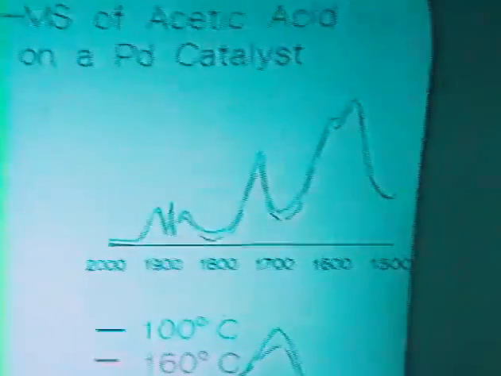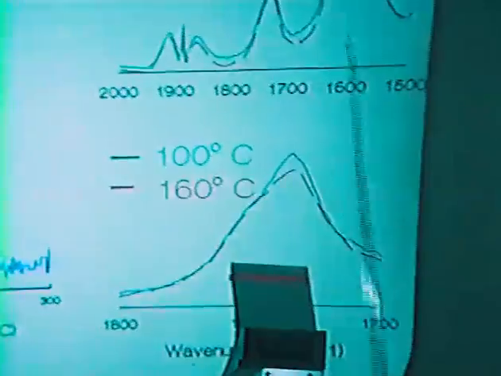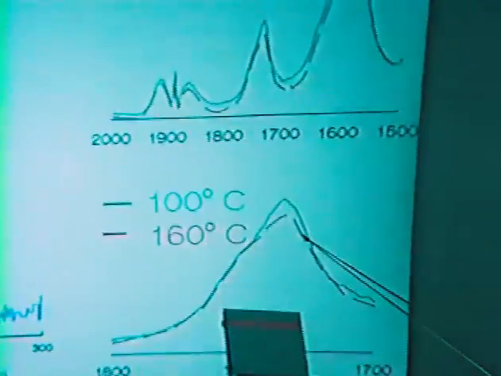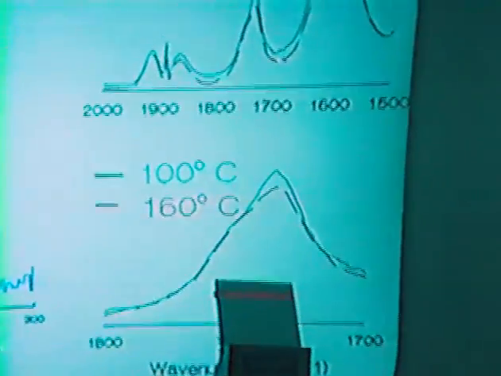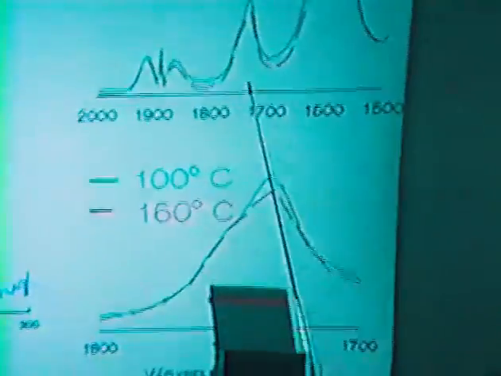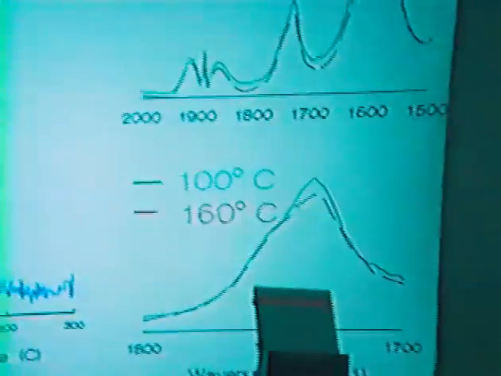But what we can do is zoom in on this peak right here, our surface carboxylic species, and we see a very small, but I guarantee you it's a very reproducible, loss of absorption intensity here, indicating that whatever's going on here is interacting with ethylene and oxygen to form vinyl acetate.